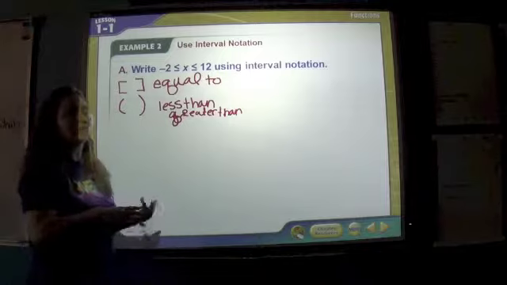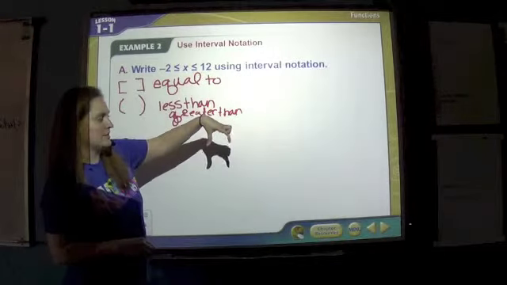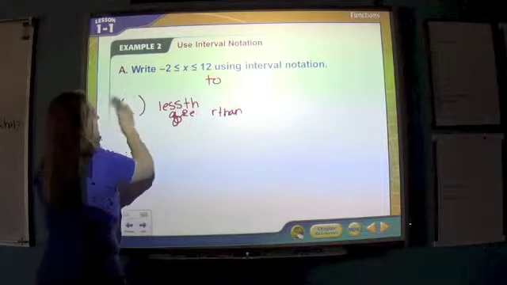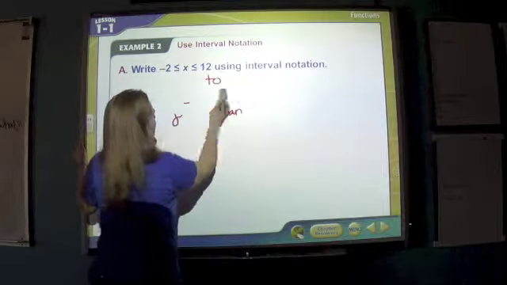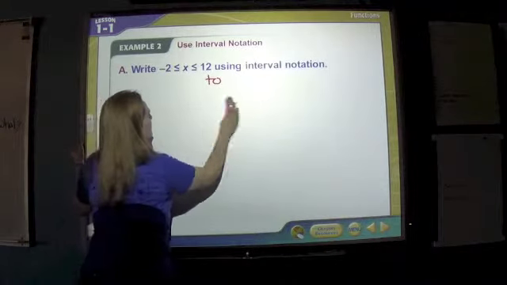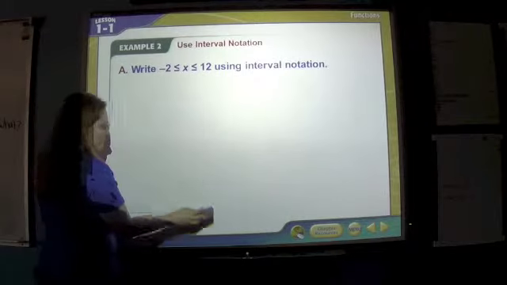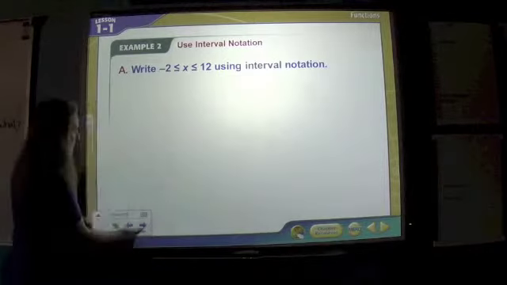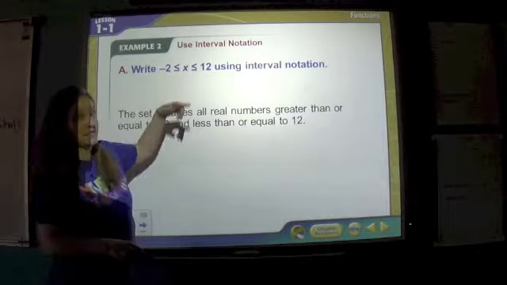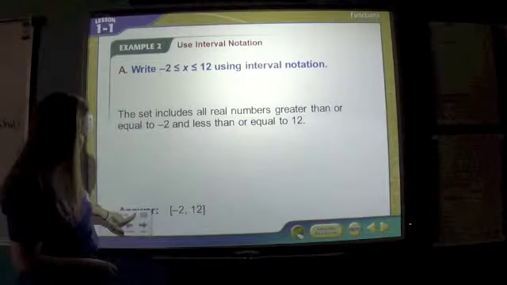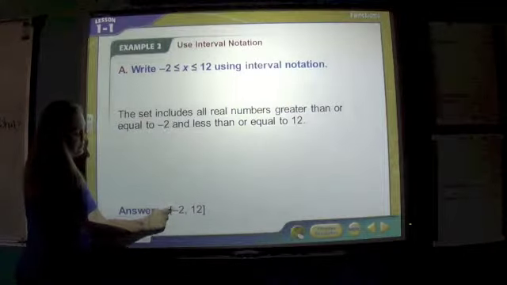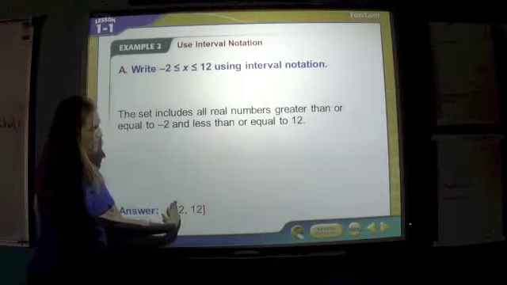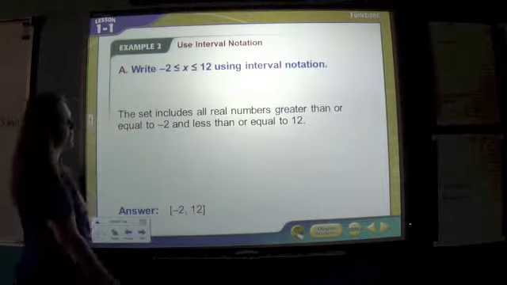So that's the first thing you need to know. You also need to know the symbol of unions and intersections. So remember, union is the U and intersection is the upside-down U. Okay, so write -2 is less than or equal to x, which is less than or equal to 12 using interval notation. So you just have to decide where your numbers are. Well, it's between -2 and 12, and they equal it because they have the equal signs with those. So when you write it, it's the bracket, -2, comma, 12, bracket. That means your set is between -2 and 12.